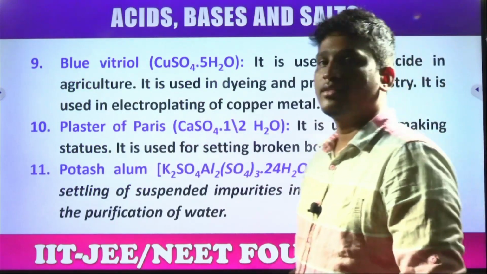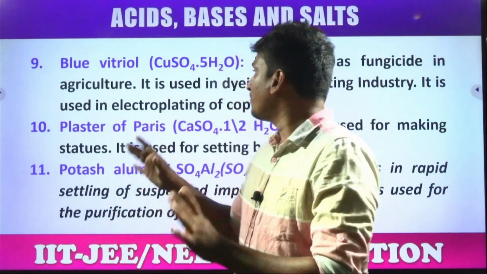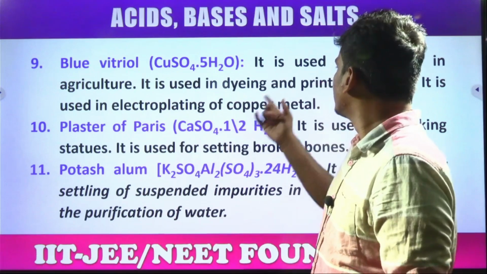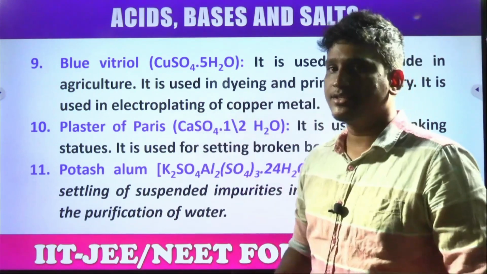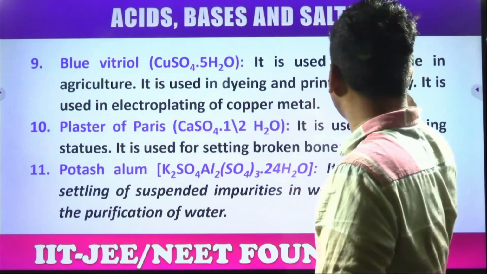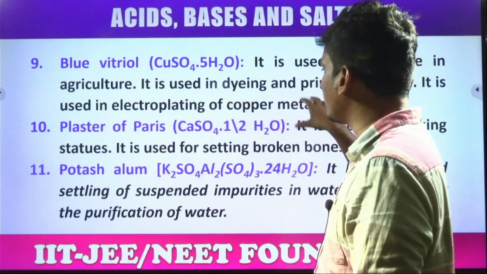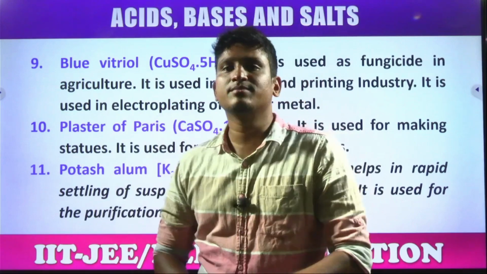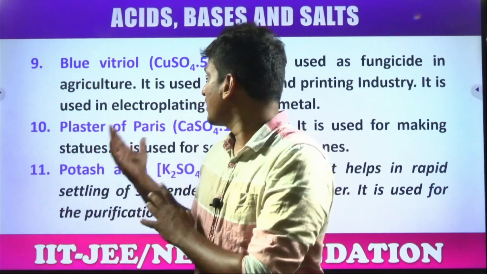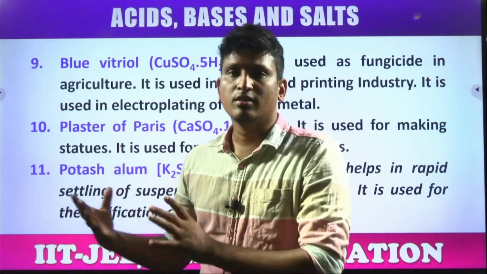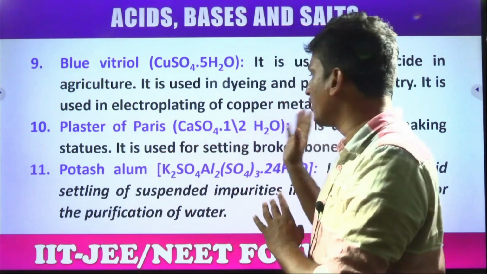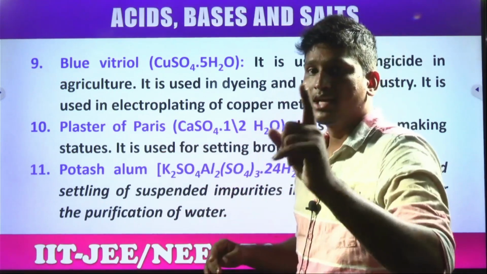And blue vitriol, this is also a most important chemical. Copper sulfate pentahydrate is blue vitriol, students. It is bluish in color. So it is used as a fungicide in the agriculture industry, and it is used in the dyeing and printing industry also. It is used in electroplating of copper metal. So copper sulfate is mainly used as an electrolyte, with Cu+2 and SO4-2 ions. This solution is used as electrolyte in electrolysis under electroplating of copper metal. Why? Because copper is a corrosive metal.